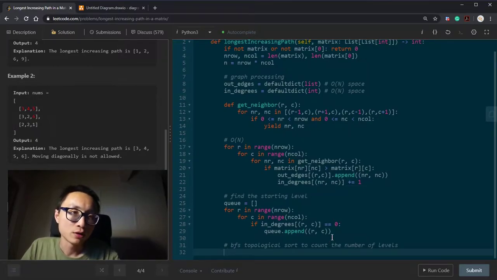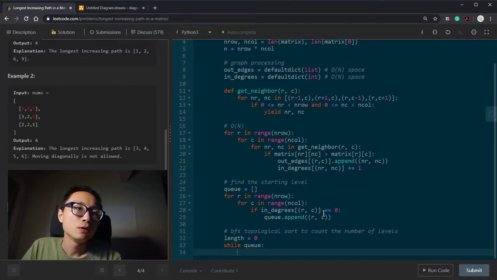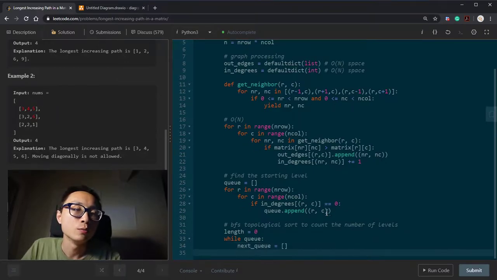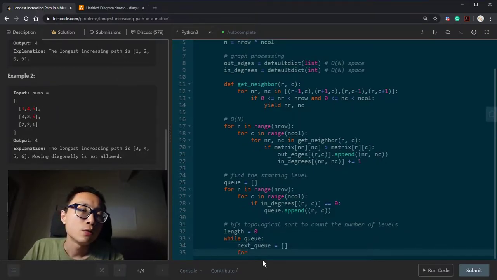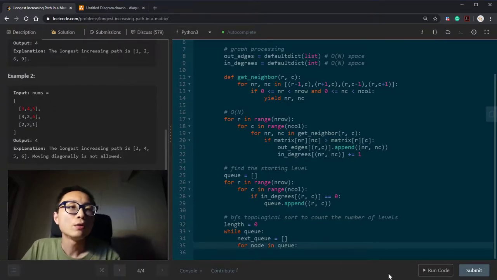So we just count the number of levels. We're going to call this length, starting with 0. While we have the queue, what we do is initialize a placeholder for the nodes that we can potentially explore in the next level. Would there be duplicates? No, there is not going to be. There is no chance it would contain duplicates. For node in the queue, or we can just do a loop.